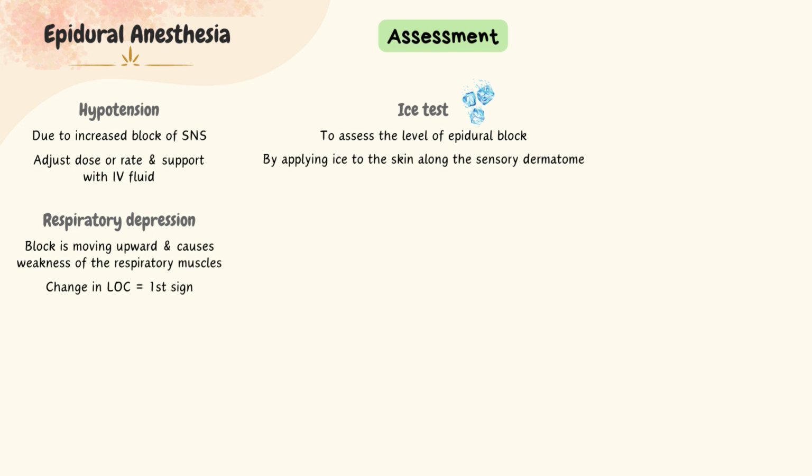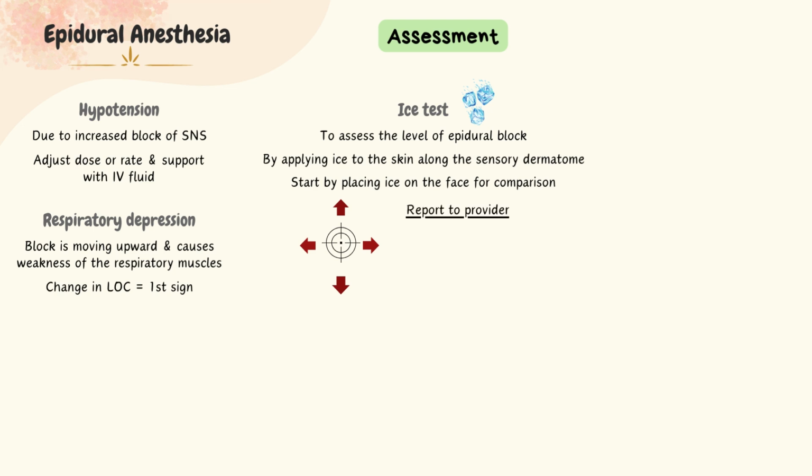The ICE test is done by placing some ice in a glove or an ice pack on the patient's face so that they know what it normally feels like on the skin. Then place the ice on an area close to the site of incision and ask if it feels as cold as when placed on the face, and continue this above and below the site of pain and also to the left and right to check if the block is unilateral or bilateral.